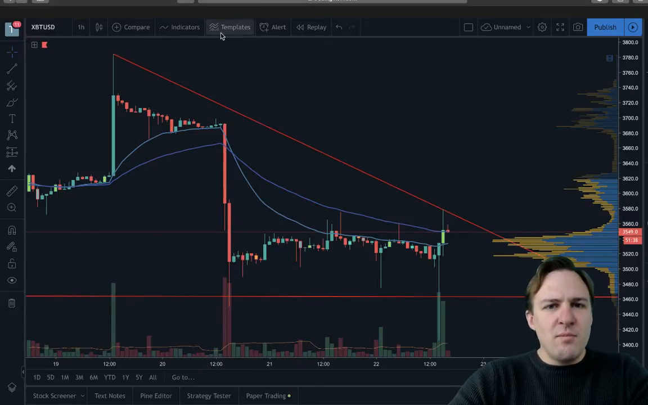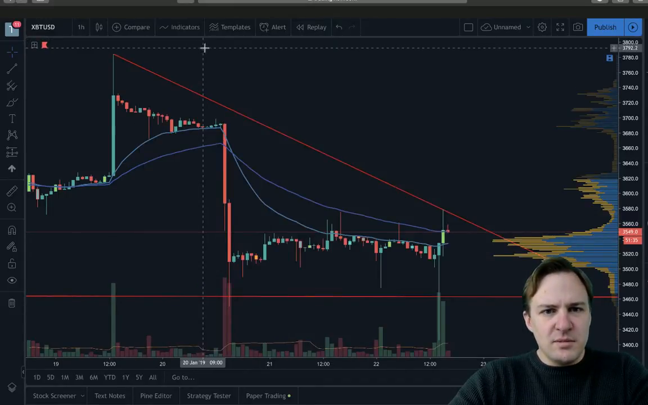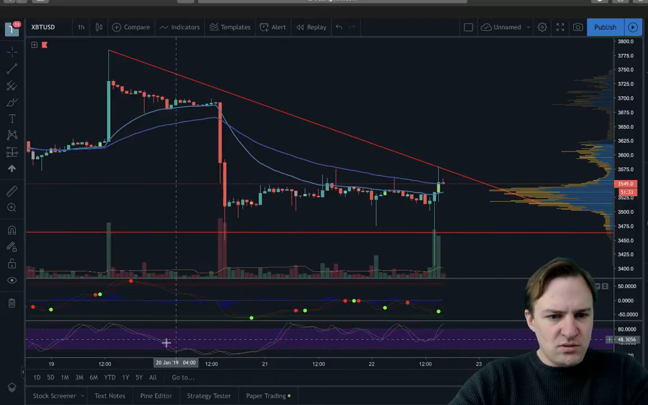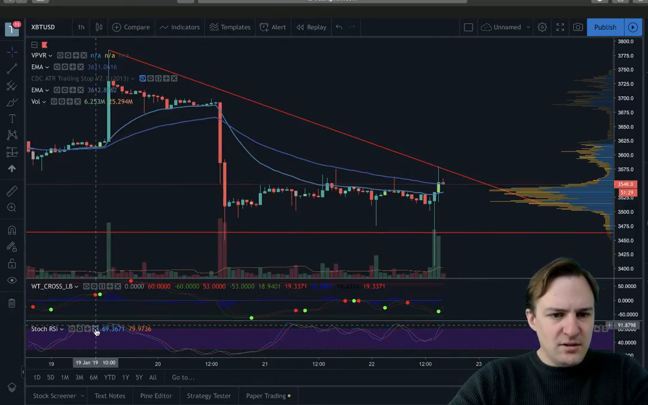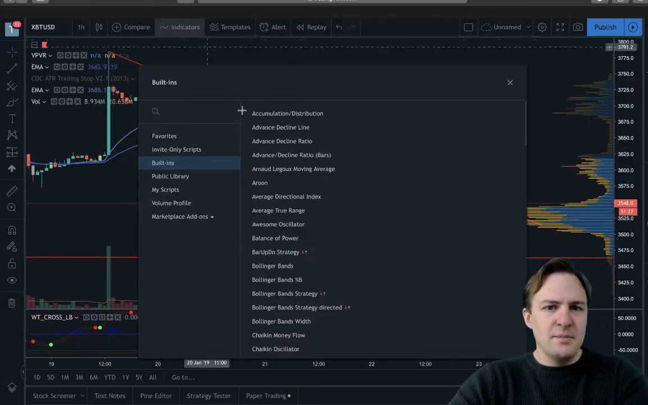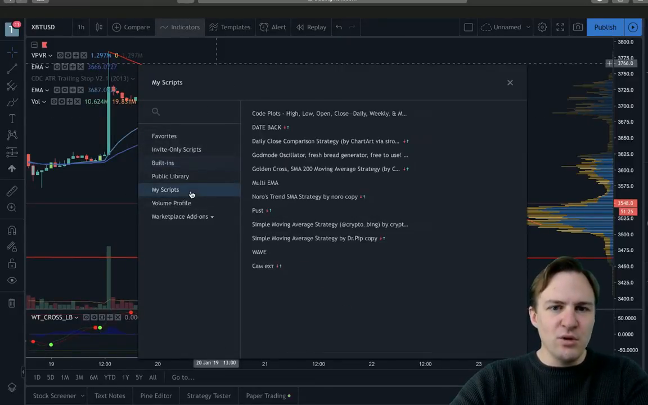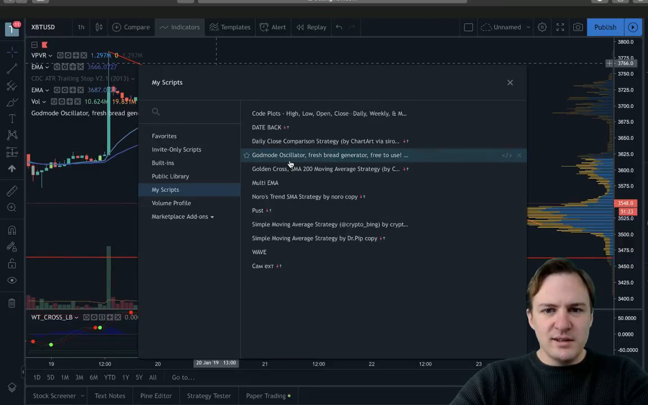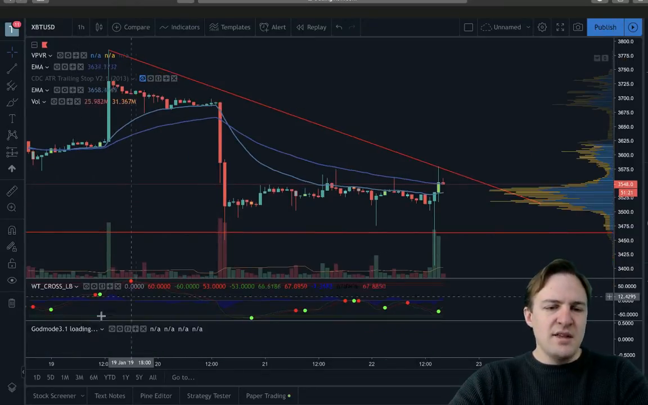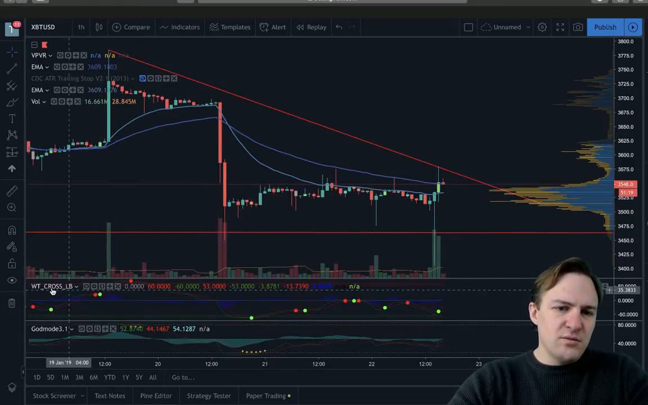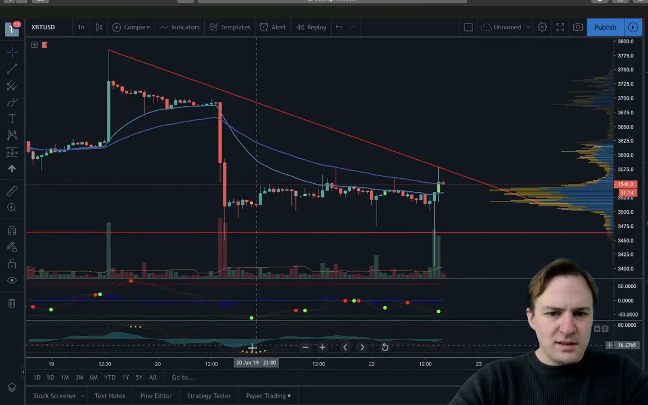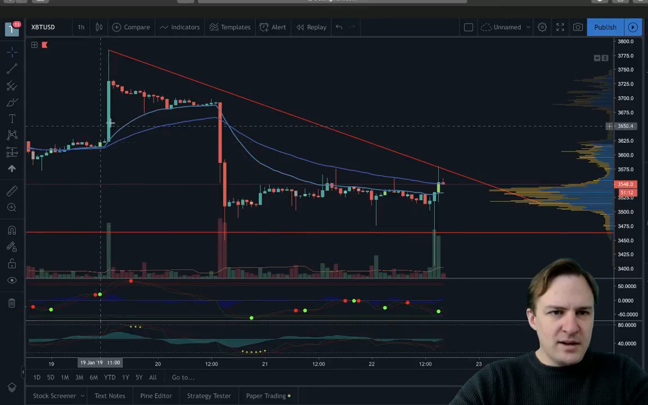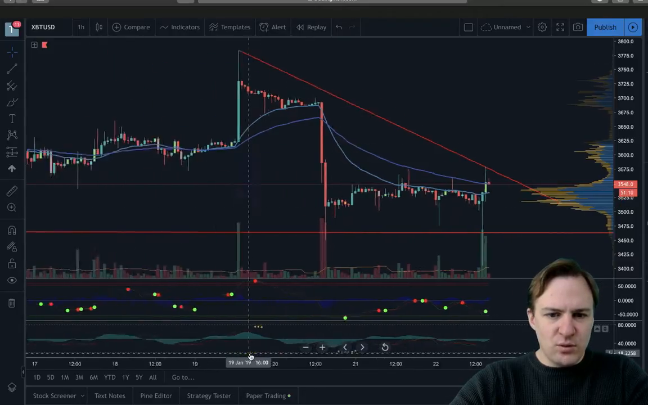So I've been messing around with a new indicator. Let me get out of here. It's called, not this one. I found it in here, and it's called God Mode. God Mode oscillator, I found. I think it's another kind of representation of WT cross, except it gives some very good places for when to come into the trade.